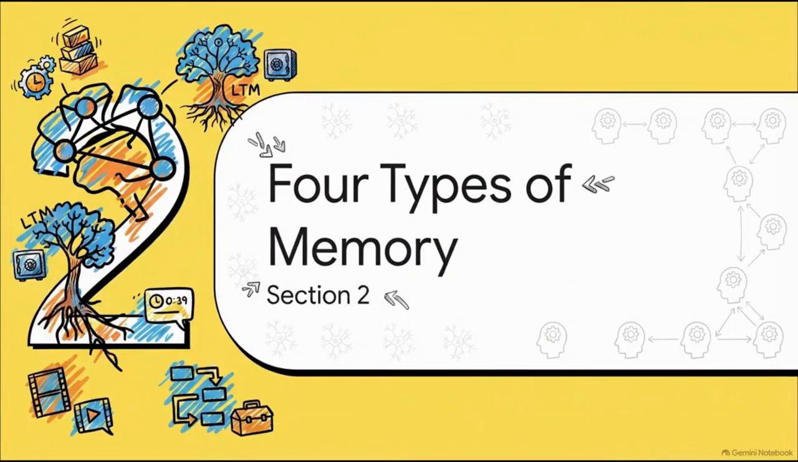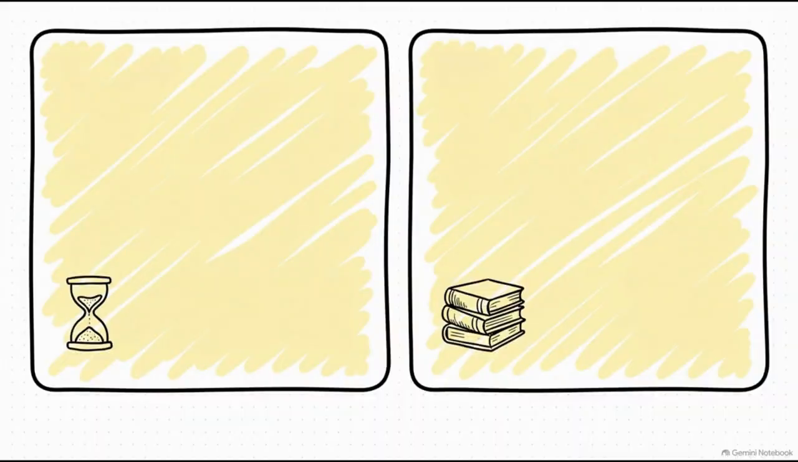Moving right along to Section 2, the 4 types of memory. First up, we absolutely have to contrast short-term memory against long-term memory. Think of short-term memory as the agent's immediate scratchpad processing. It's whatever fits inside its active context window to complete a task right in the moment. But on the flip side, long-term memory, that is the persistent vault. It's a vault of past experiences and rules that survives long after that current task is completely wiped.